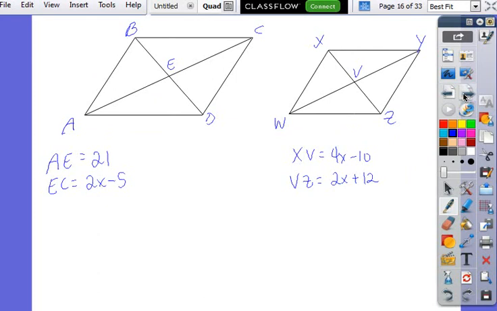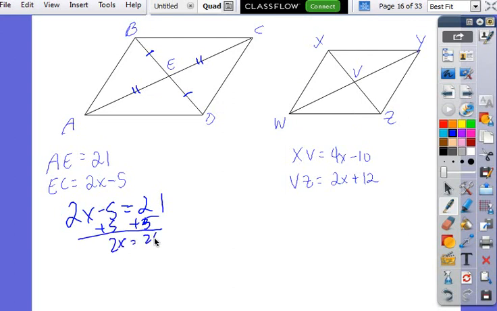So bisect means this piece equals that one, and then this equals that. So I know that before I start looking at the numbers. It gives me AE and EC. Well, what did I just say about those two things? They're equal to each other. So all I've got to do is set this one equal to that one and solve that equation. So then I would add 5, 2x equals 26, divided by 2, x equals 13.